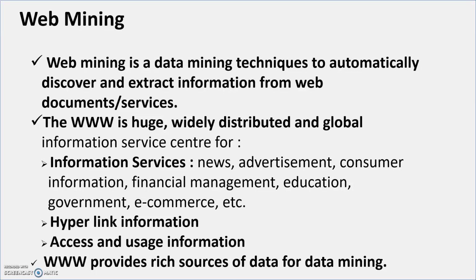And the WWW is a huge, widely distributed, global information service center for three things: information services, hyperlink information, and access and usage information. So first of all, information services. What kind of information services? News, advertisement, consumer information, financial management, education, government, e-commerce, etc. The other is hyperlink information, and access and usage information. We'll talk a little bit in detail on the next slide.